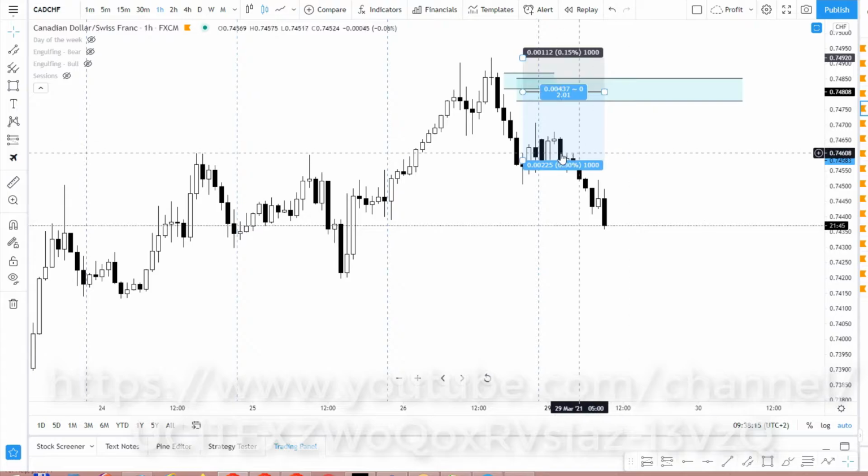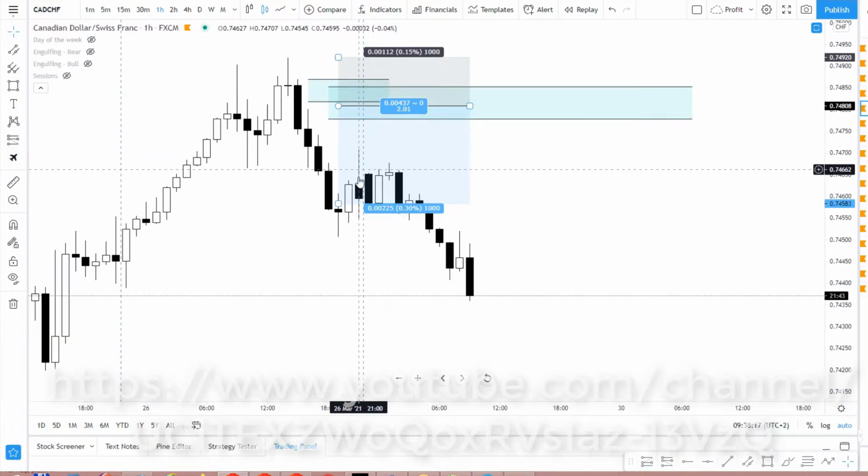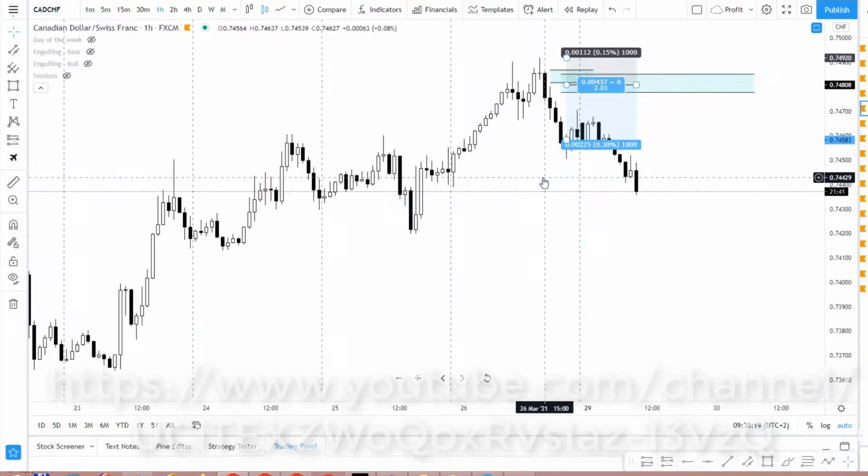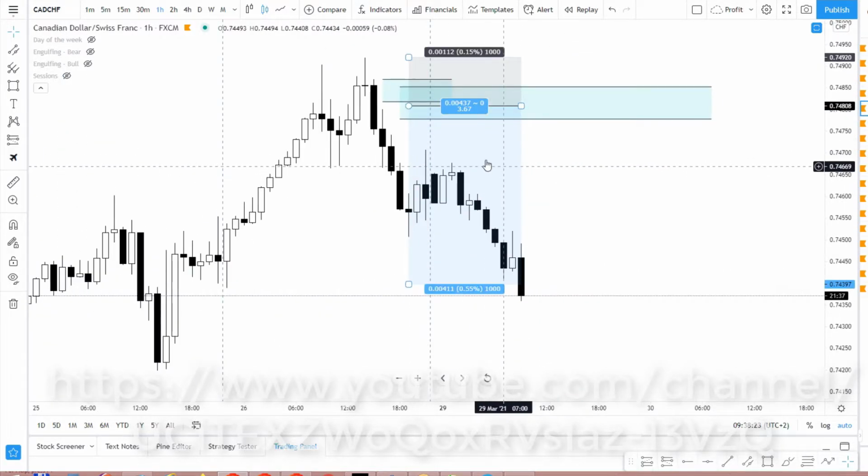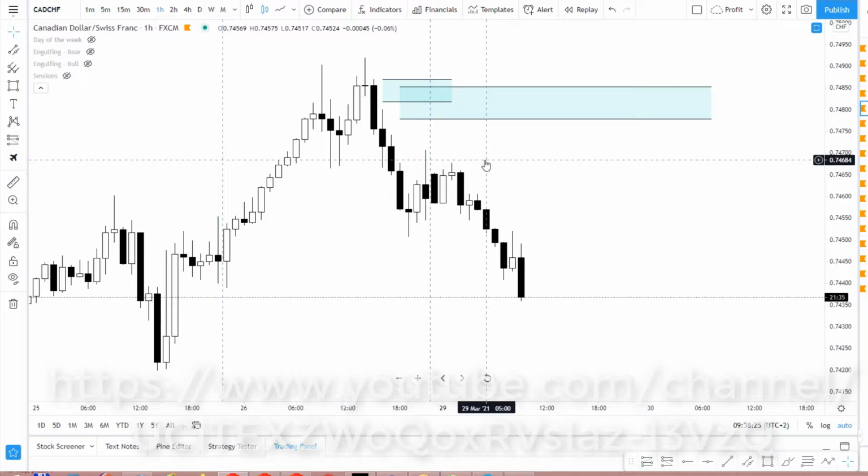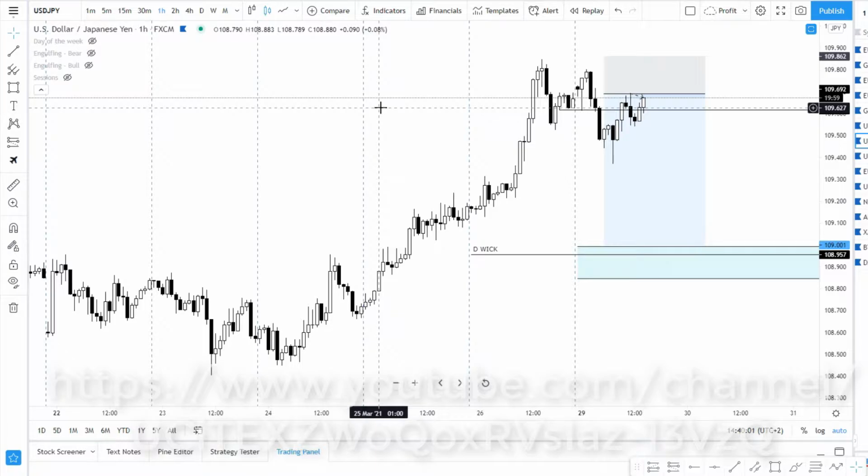As you can see, CAD CHF didn't even hit my pending order, so at this moment I delete my pending order because it already went down. So I got the bias right, but unfortunately it didn't hit my pending order. And as you can see, USDJPY hit my break even.